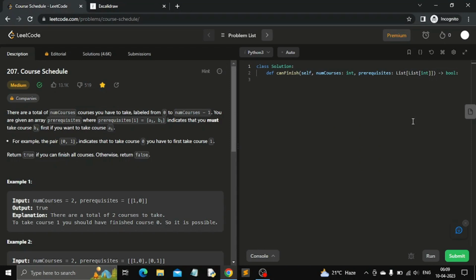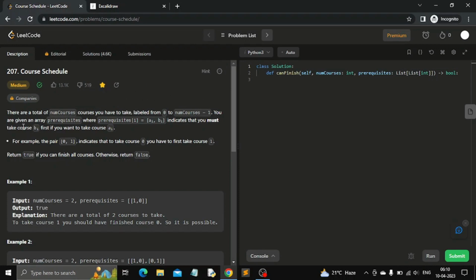So in this video we'll be solving another problem from LeetCode, and the name of the problem is course schedule. It is one of the very important problems based on an important concept. So according to the problem statement, we'll be given some number of courses, let's say n, that we have to take, labeled from 0 to total number of courses minus 1.